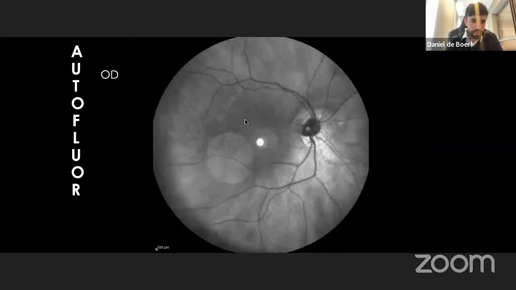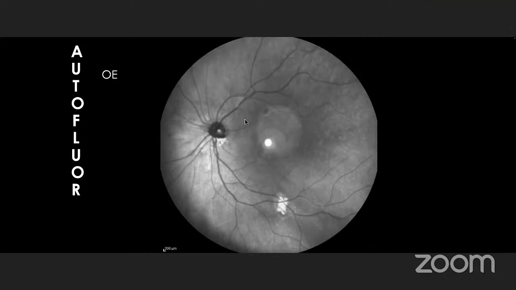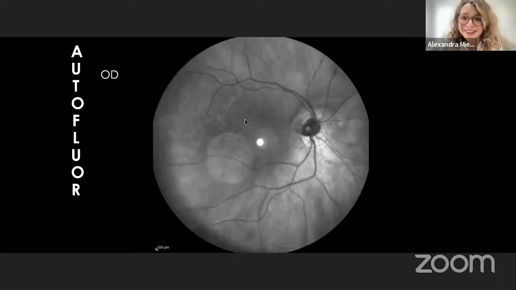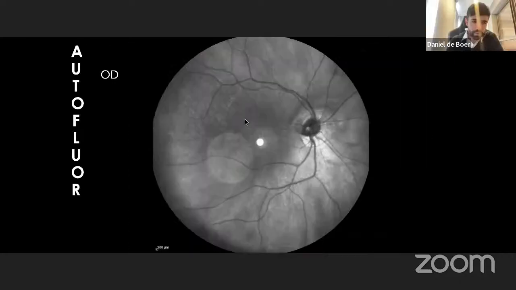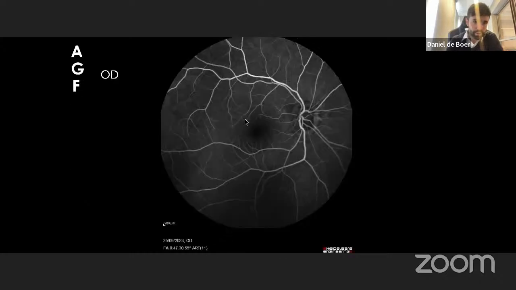Foi submetida também à autofluorescinografia do olho direito, que não demonstrava alterações. E no olho esquerdo, uma região de hipoautofluorescência superior à fóvea com halo hiperautofluorescente. Desculpa, acho que não é autofluorescência, é infrared. Verdade. Eu acho que eu acabei botando errado aqui, perdão. Eu vou passar aqui, tá? Para angioflúor.